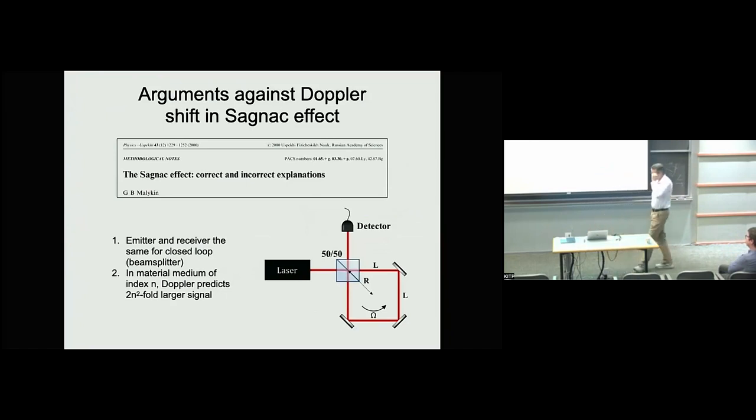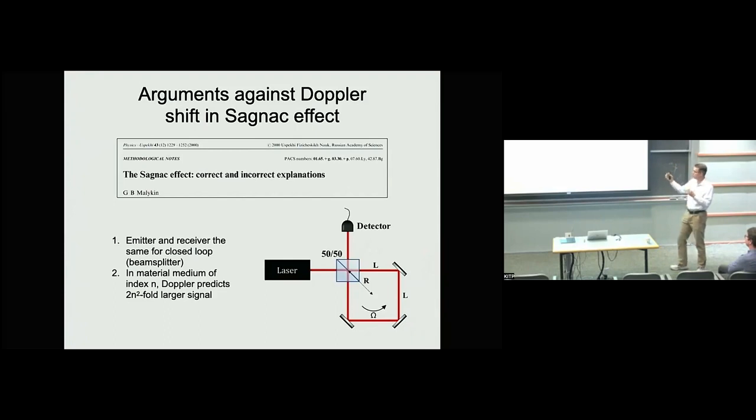People have been arguing for about 85 years whether there is really a Doppler shift inside of a Sagnac. In this paper by Malikan, for example, he says there are two reasons why Doppler shifts should not exist inside of a Sagnac interferometer. One is that the emitter and the receiver, the beam splitter, basically form a closed loop.